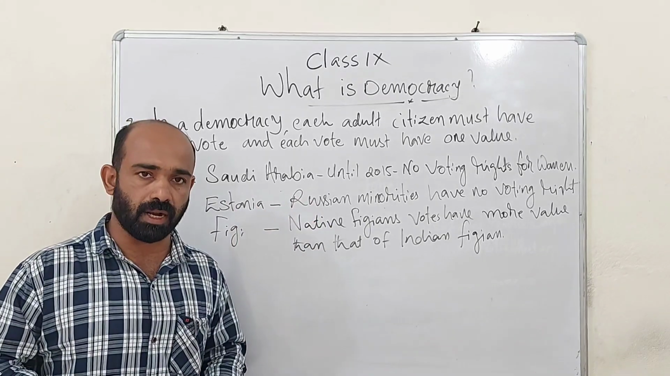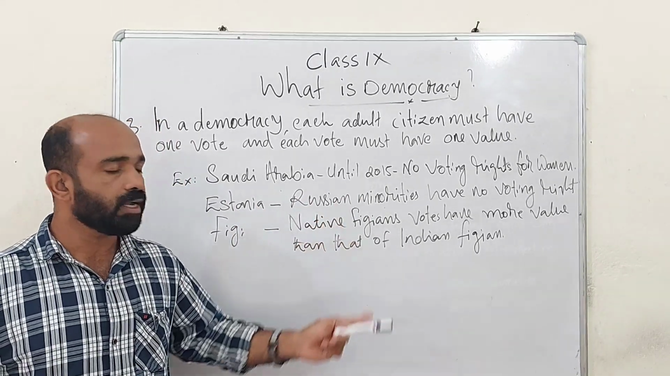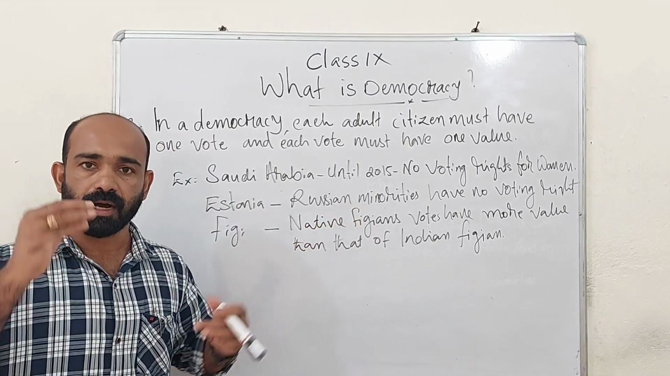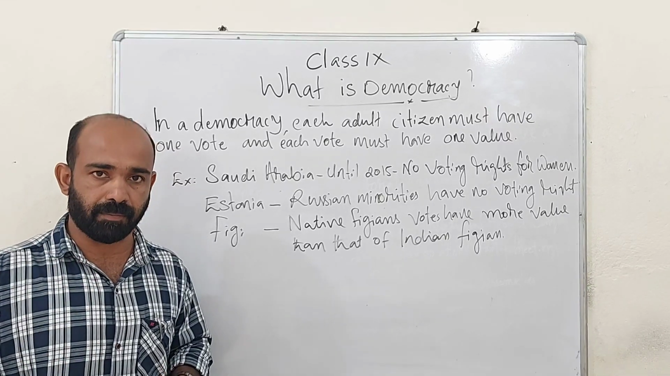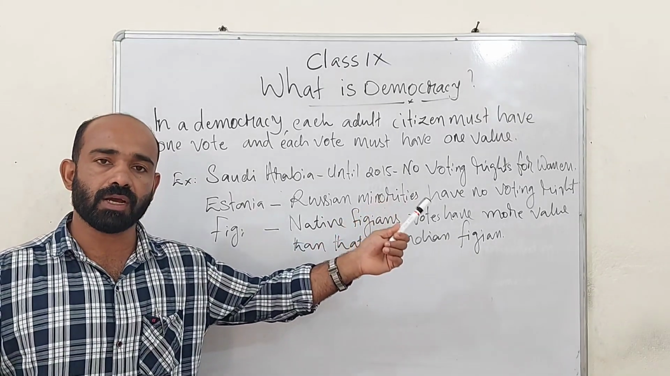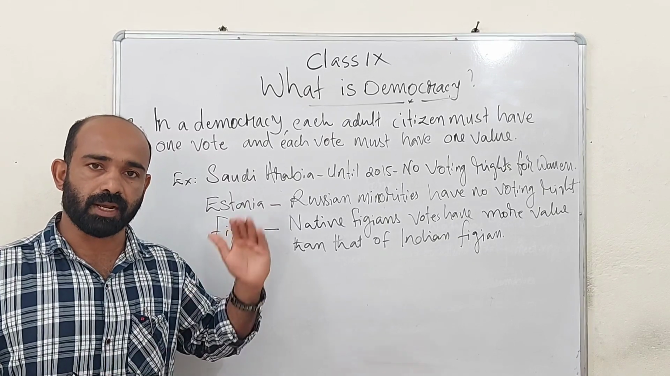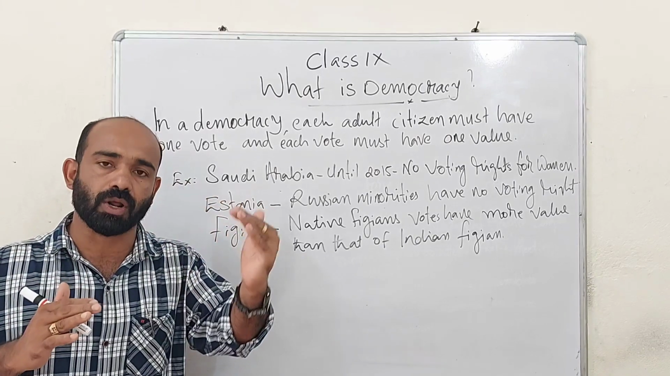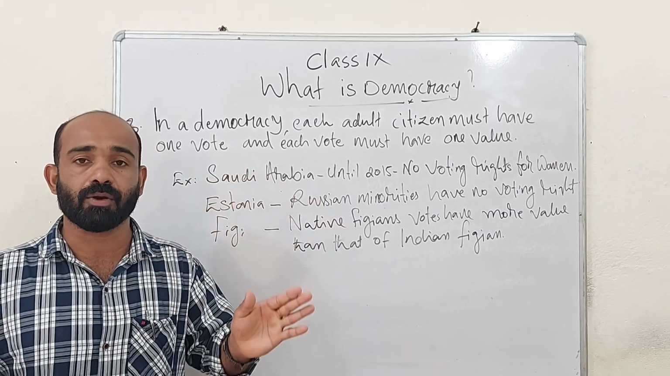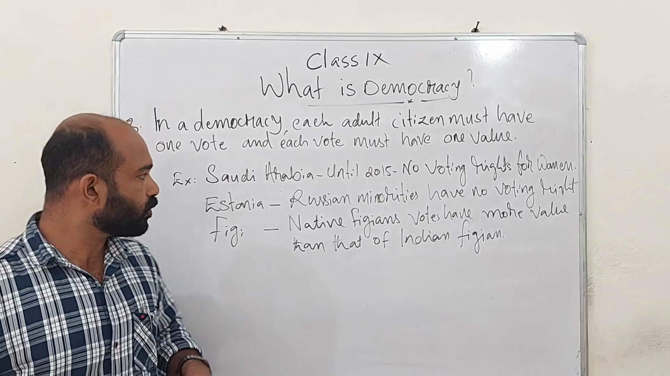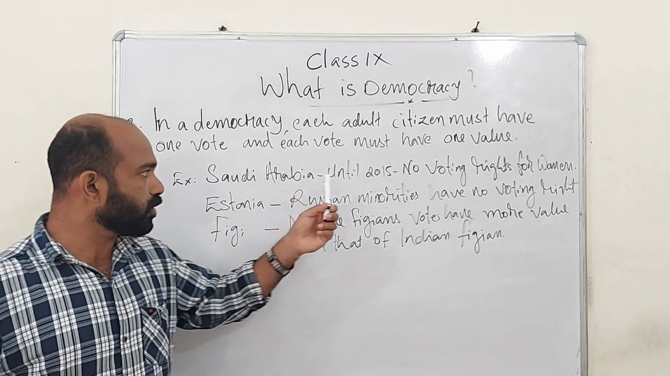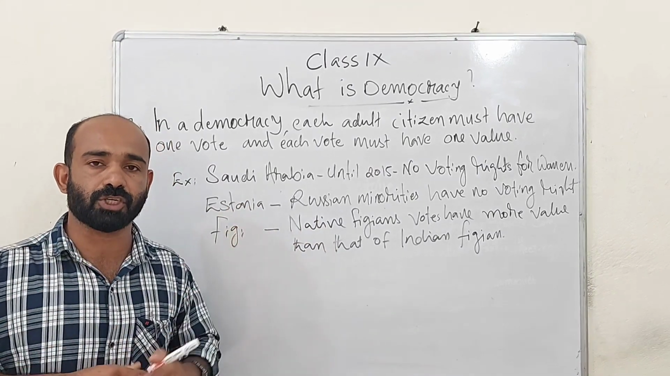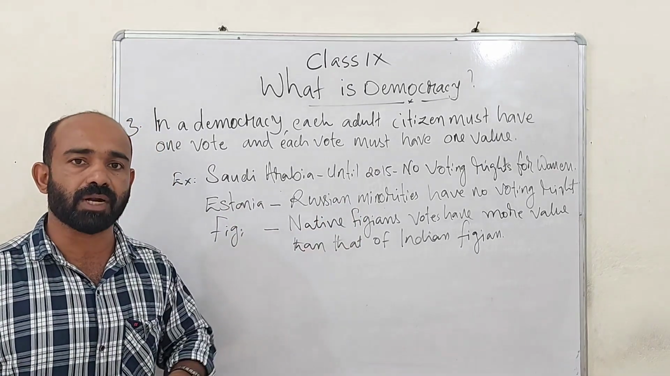In the case of Saudi Arabia, until 2015, even though the country was a monarchical form of government, assembly members were elected by the people. But until 2015, voting right was not there for women. In a country, men and women should have equal voting right and their vote should have equal value. Then only that country can be called a real democratic nation. So even though Saudi Arabia is a monarchy, if a democratic method of administration is to be followed, equal voting right has to be given.